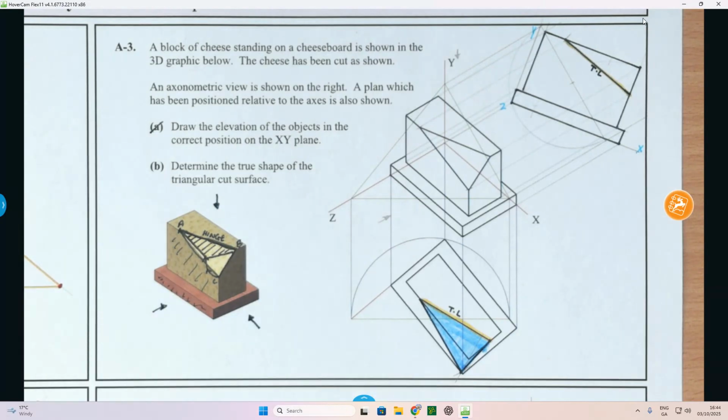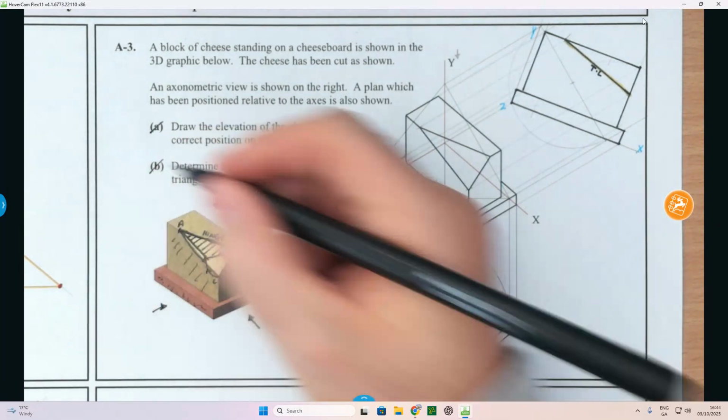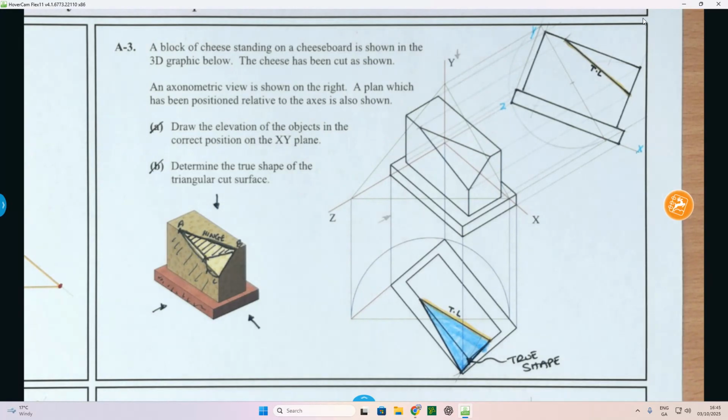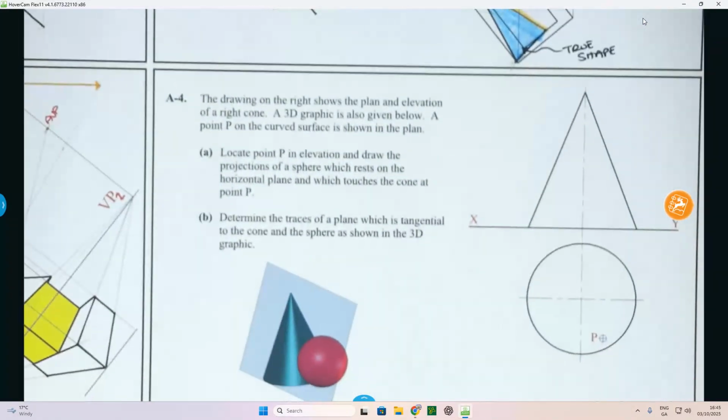Okay, so part B of the question is done, guys. We've got the true shape. A little bit tricky. I had to identify a couple of true lengths and get clever with how I did it with rebatment. So, question 3 done there, guys. Now we're going to move on to A4 at the bottom of the page.